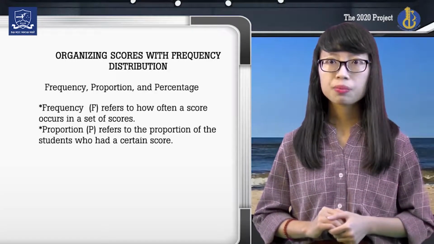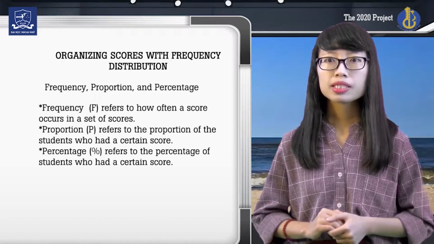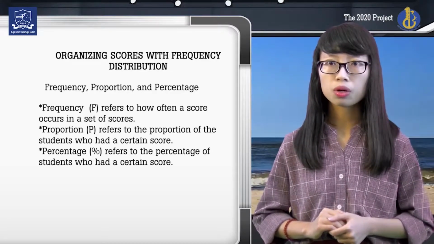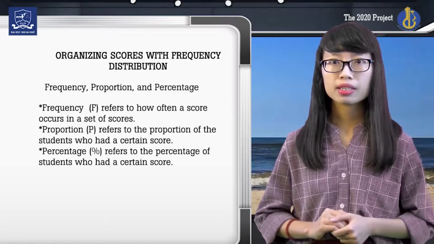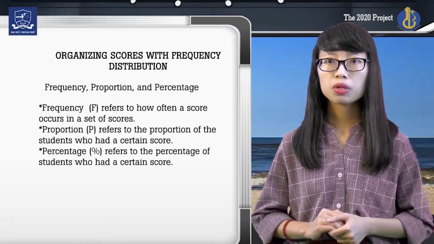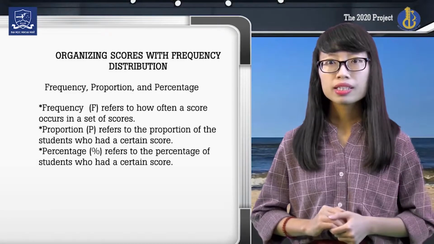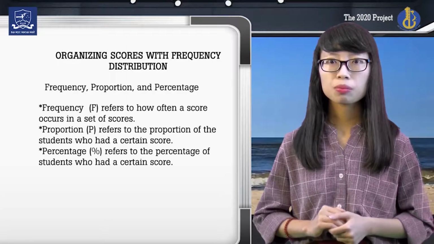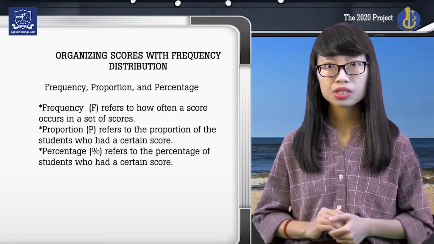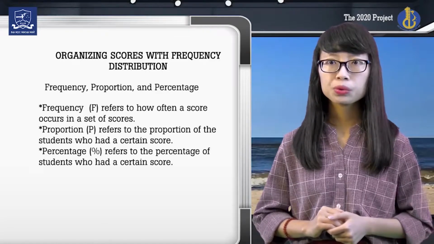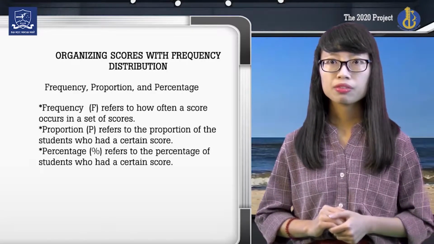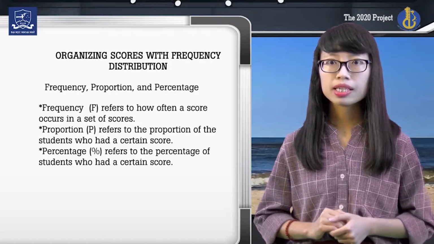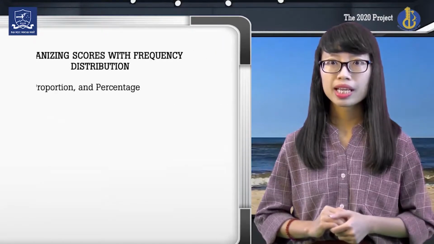Another concept to mention is percentage. Percentage refers to the percentage of students who had a certain score, and we can calculate this by having proportion multiplied by 100. Continuing with the previous example, we have 0.2 as the proportion. To get the percentage, we multiply 0.2 by 100, then having 20%. That means 20% of students in the class get the score 9 on the test.